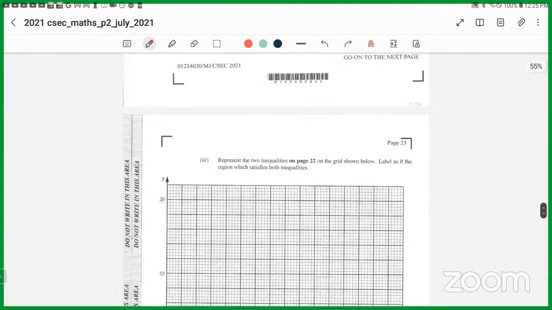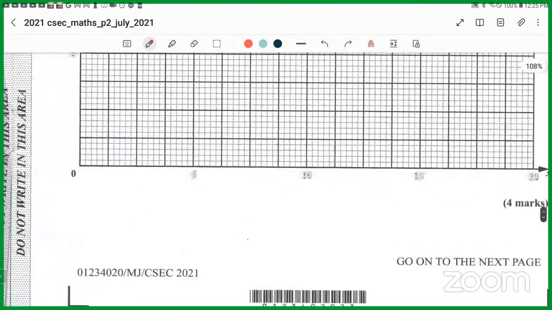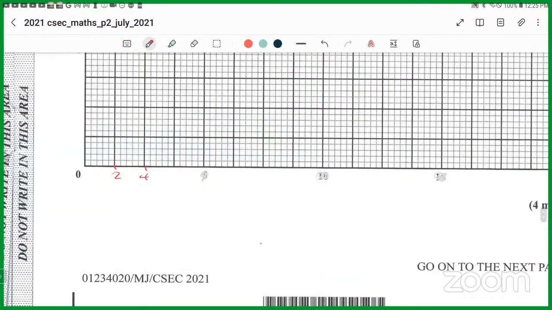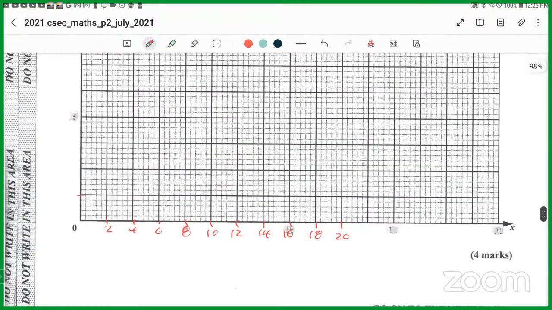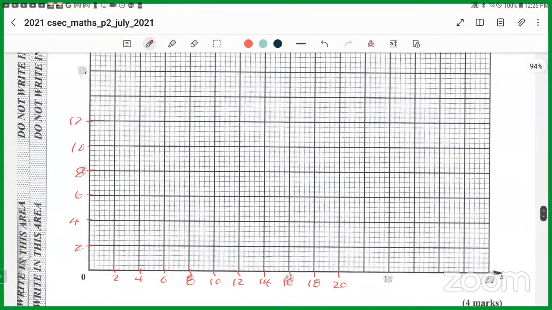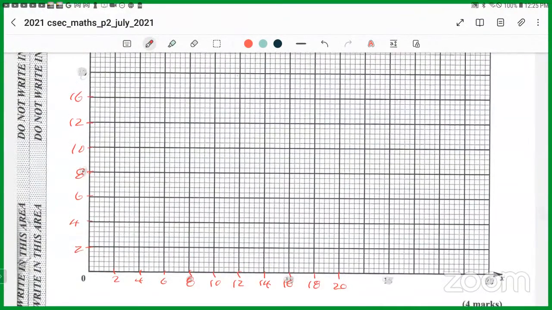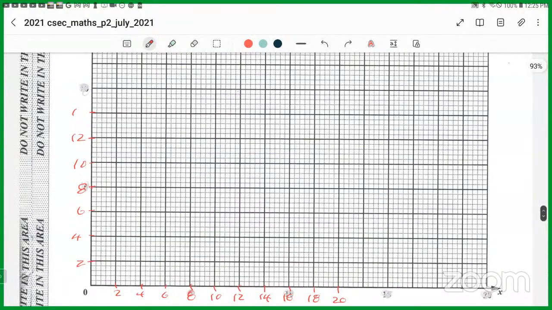Go back. I'm going to use 2, 4, 6, 8, 10, 12, 14, 16, 18, 20, because I see it mess up the scale. So I'm changing it. 2, 4, 6, 8, 10, 12, 14, 16.